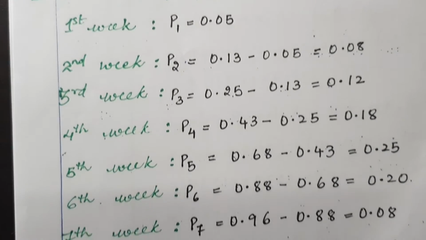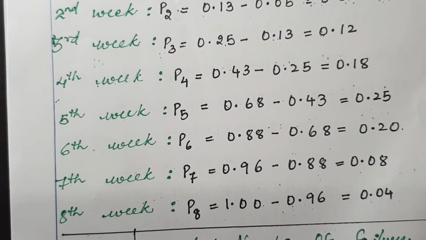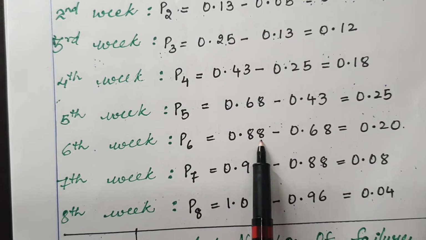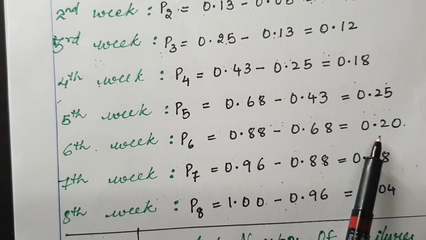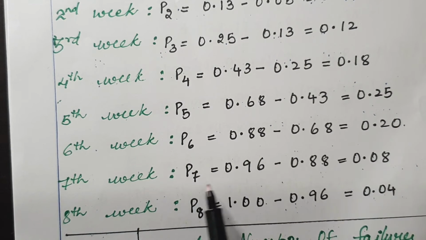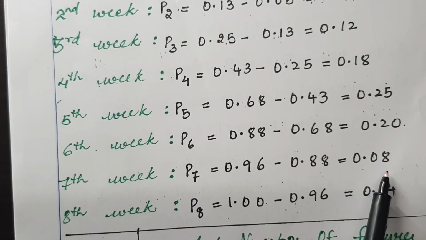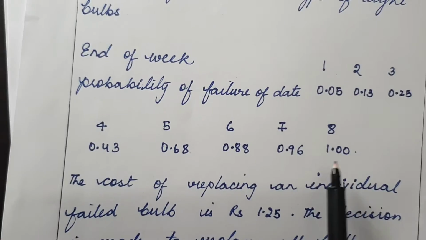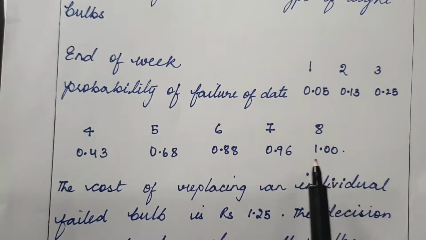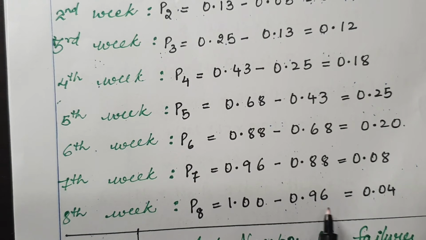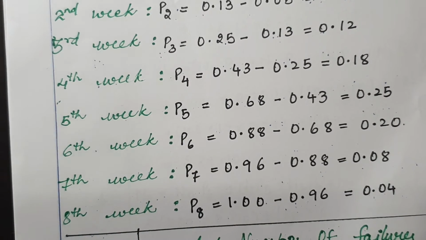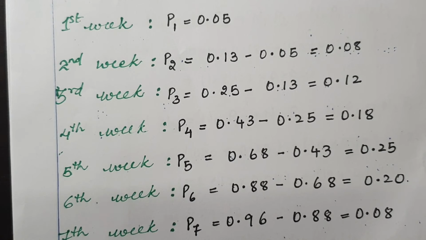That is 0.08. As you can see here, for the sixth year, 0.88 minus 0.68 is 0.20. For the seventh year, 0.96 minus 0.88 is 0.08. And for the eighth year, 1 minus 0.96 is 0.04. Like this you have to find out the probability.